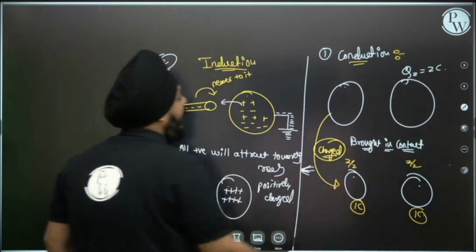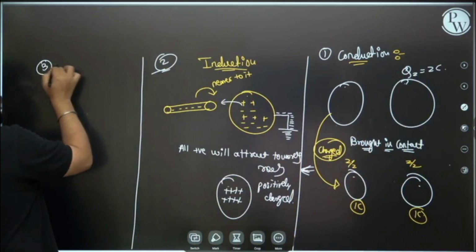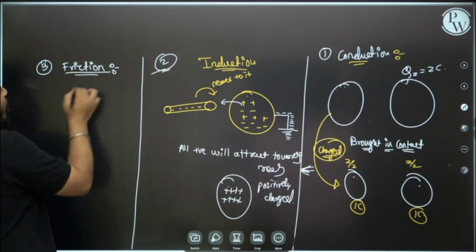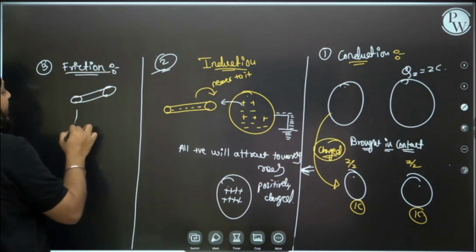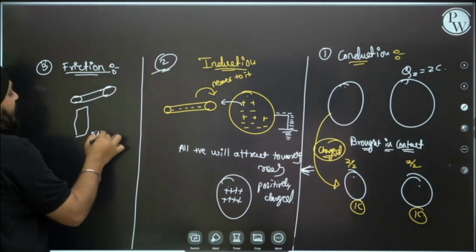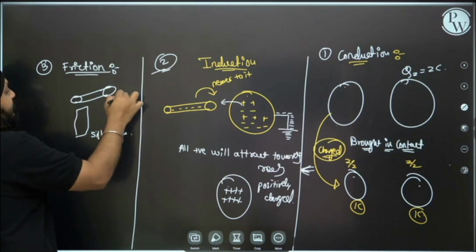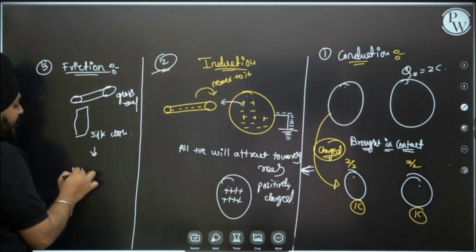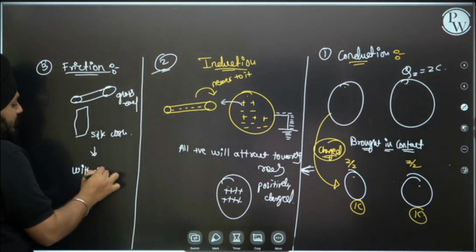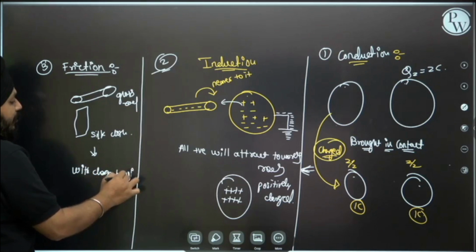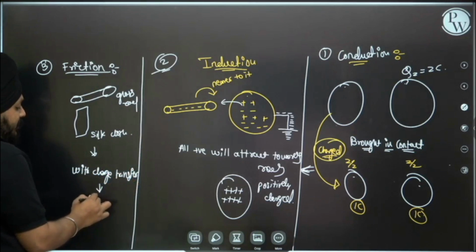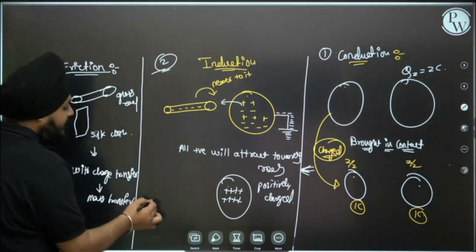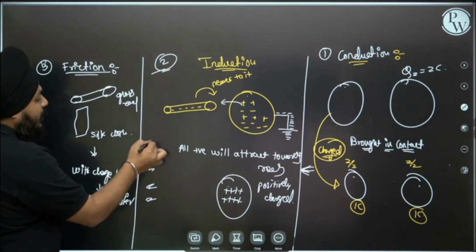The third one is friction. Okay, glass rod with the silk cloth, right? This is a very famous example. The most important thing is that with charge transfer, mass transfer also takes place. Right? With the charge transfer, the mass transfer also takes place.